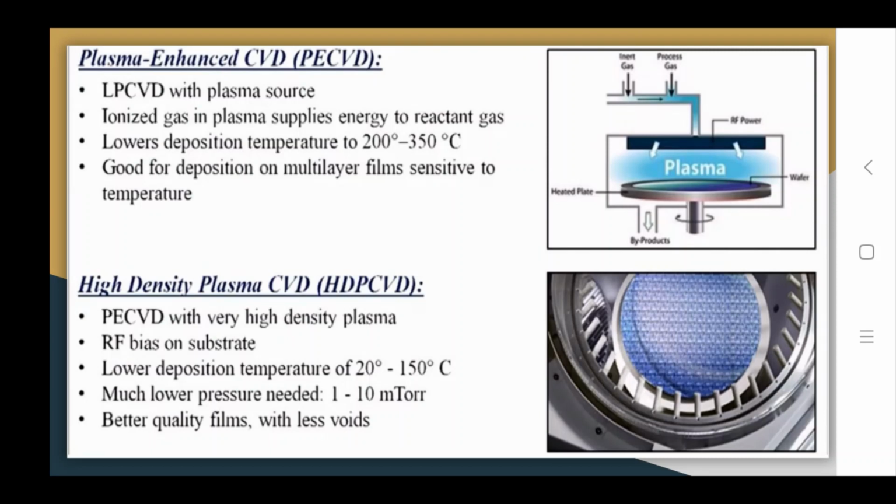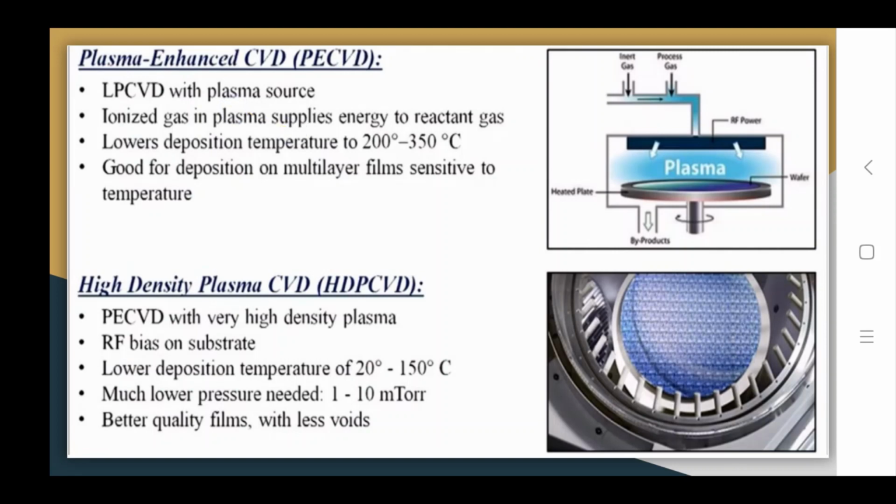Okay, now let us go for the next, that is a plasma enhanced CVD process. This is also latest technology, and these equipments are very expensive too. So it is LPCVD with a plasma source. The ionized gas in plasma supplies energy to the reactant gas, and the deposition temperature is lowered; we have to keep it at 200 to 350 degrees Celsius, and it is good for deposition on multi-layer films that are sensitive to temperature also. So this is all about the plasma enhanced CVD process.